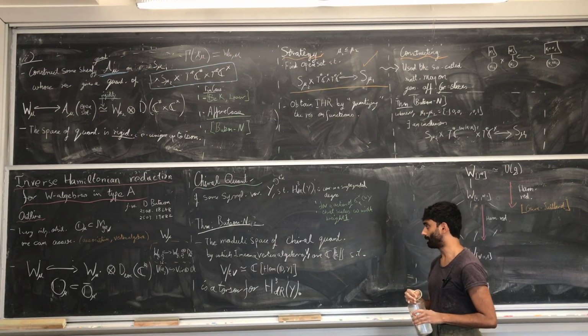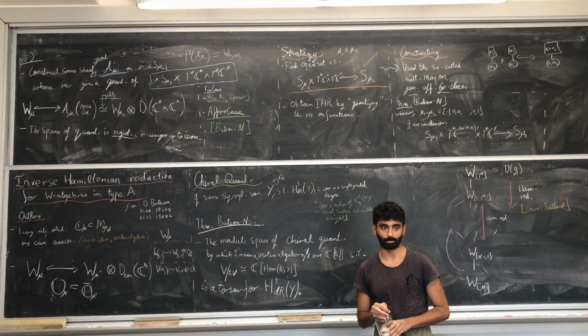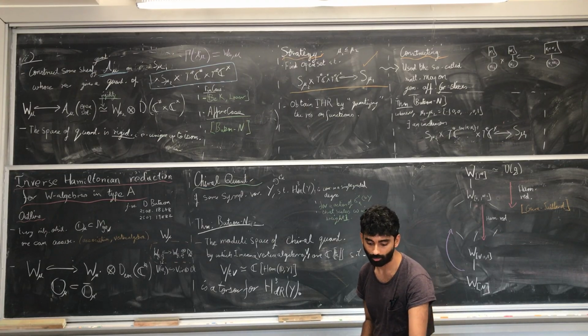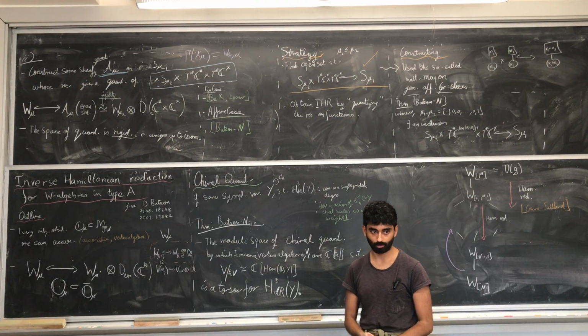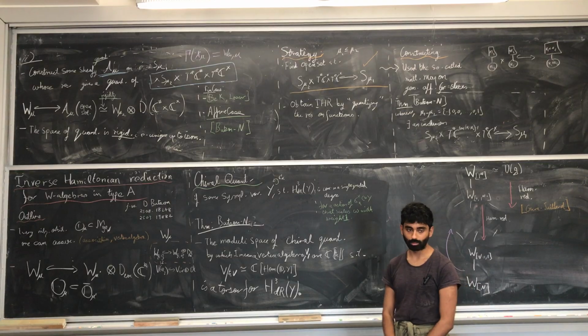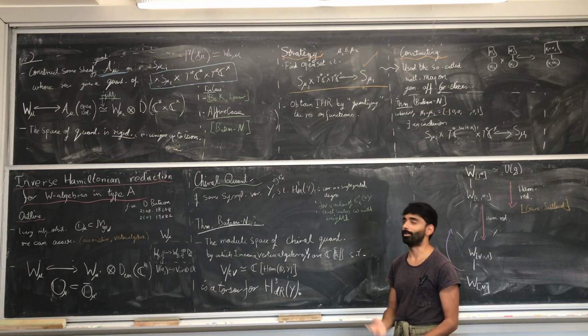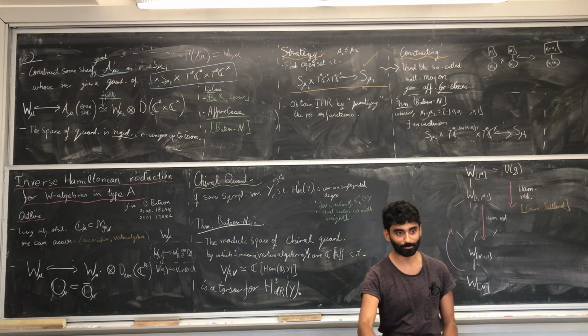It's the loop space of Y, so it maps from the formal disk into Y. Punctured or just unpunctured? Unpunctured formal disk. What is it called? Arc space? Yeah, from arc space.